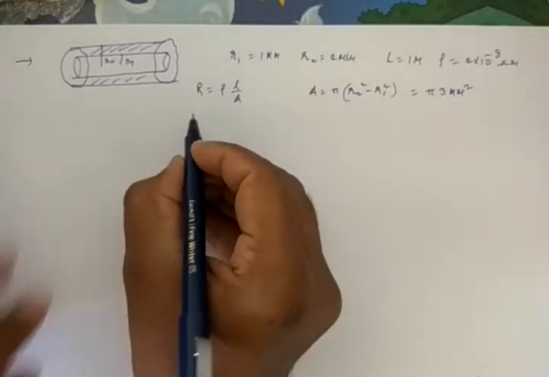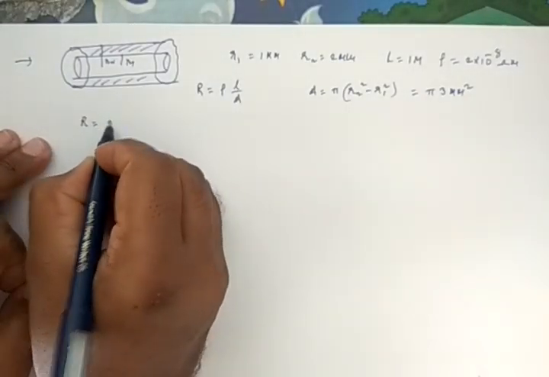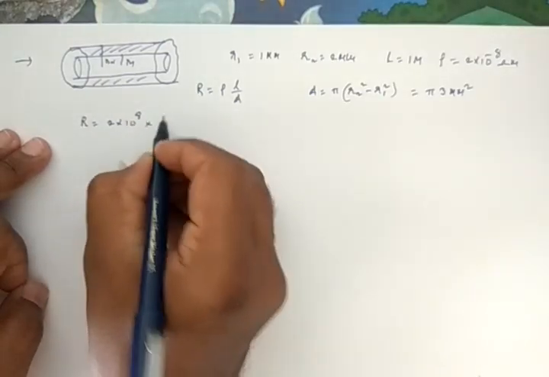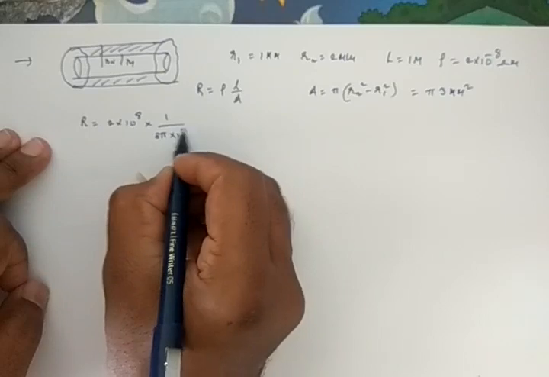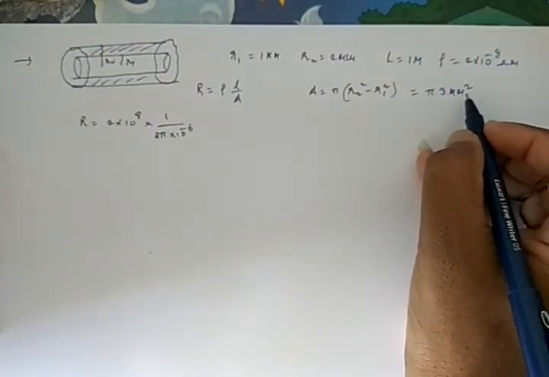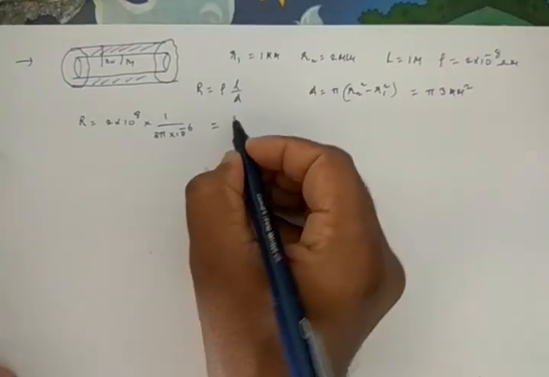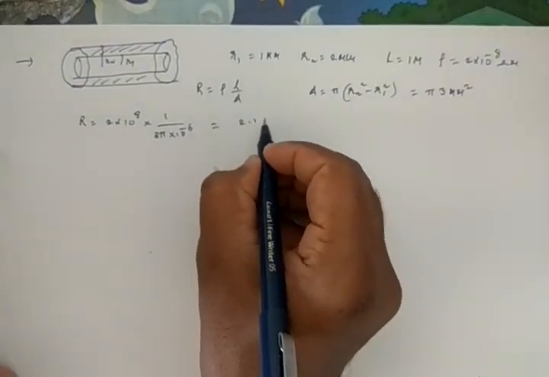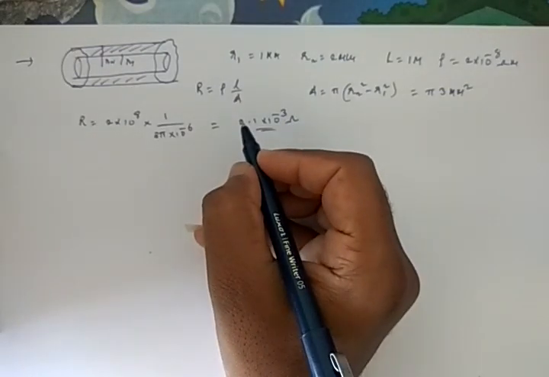So now the resistance is rho, which is 2 into 10 power minus 8, into L, which is 1, divided by the area, which is 3 pi into 10 power minus 6, because it is given in terms of mm square, so when you take it in meter square you get this. That will be roughly 2.1 into 10 power minus 3 ohm. This is the answer.